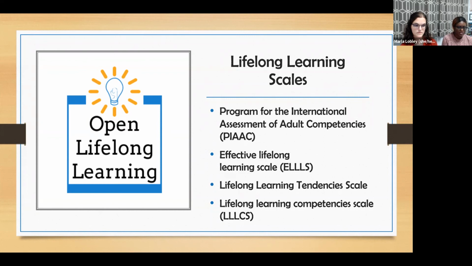Lifelong learning competency skills is also similar to the effective lifelong learning skills. This is supposed to measure which kind of traits are relevant to an individual. And I think this also spans across all ages. It's not just used for one demographic or age, because lifelong learning, as it is stated in the name, is something that happens throughout life. So this is also quite common.